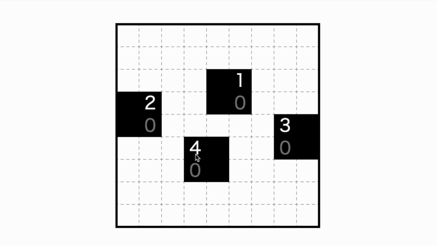The zeros are done. And this 4 can't go left because there isn't enough room. It could go 1, 2, 3. That's as far as it could go. So it's going to go north 4.